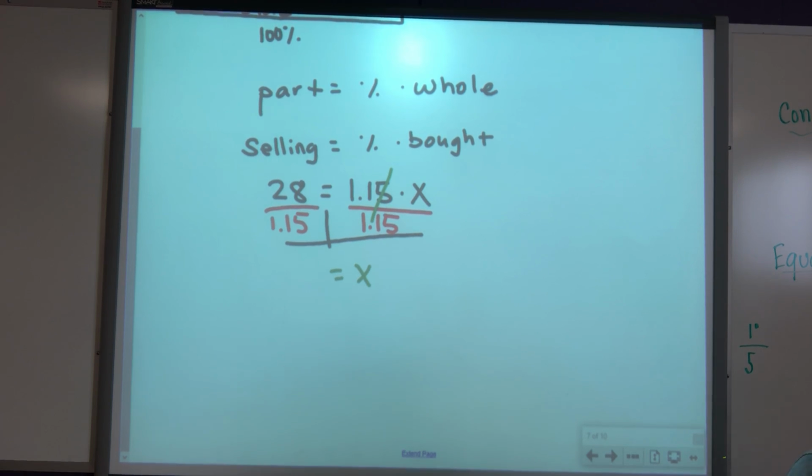So how much did the store buy the jeans for? Danica? Very good, $24.35.